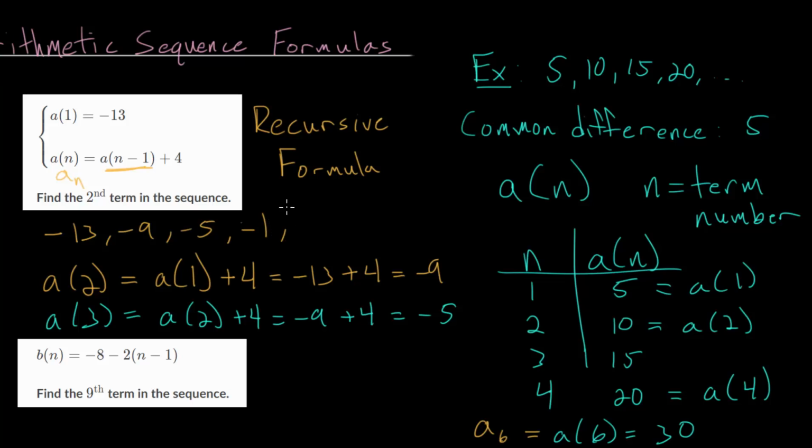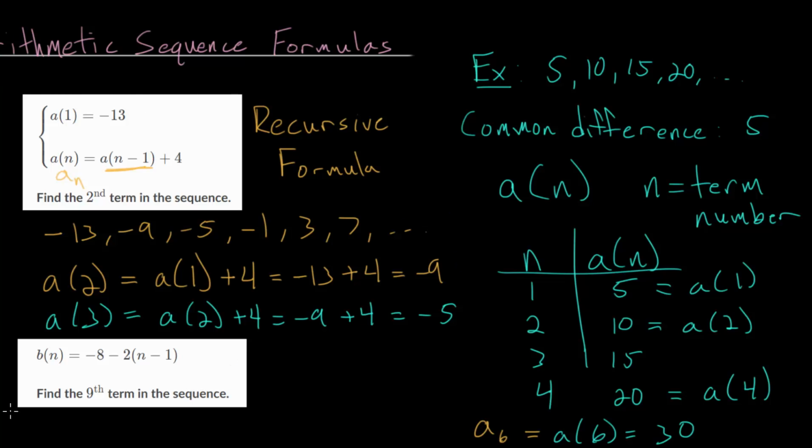So minus 1, we add 4 to that, we get 3. Add 4 to that, we get 7, and so on. So these recursive formulas will give us the starting term, and then it will give us the pattern. And from that pattern, we can generate the rest of the sequence.